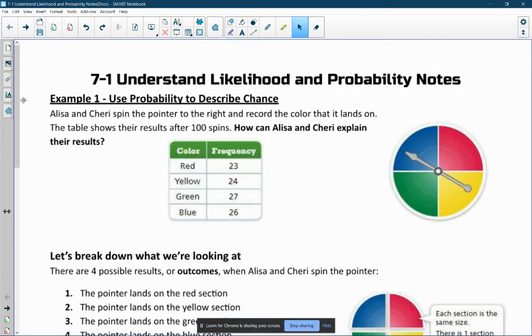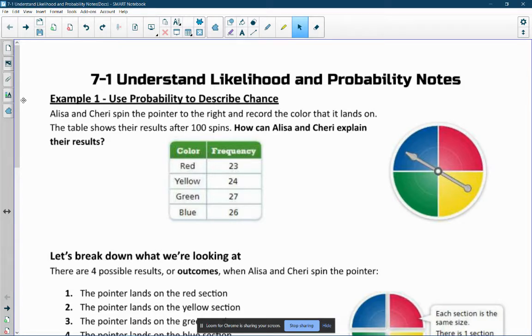Hey guys, today we're going to cover section 7-1, understanding likelihood and probability. This is the first part of this chapter. Basically we're going to outline what probability is and all the basic points. So let's start with example 1.